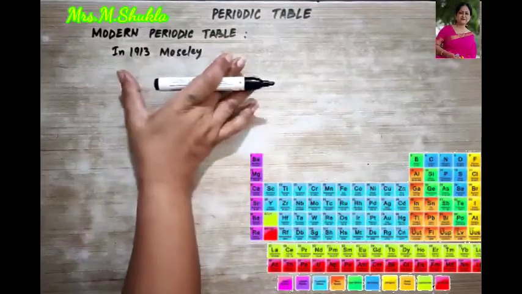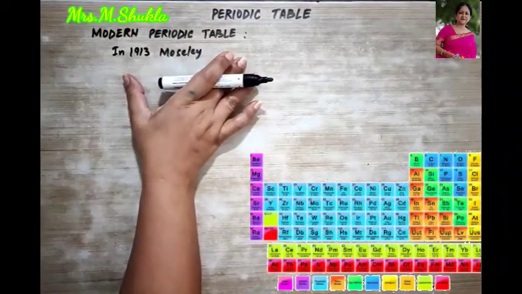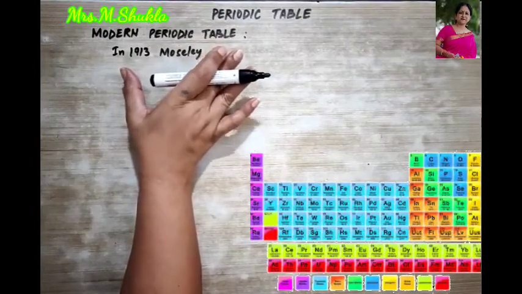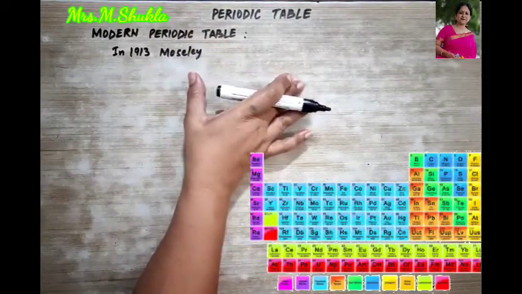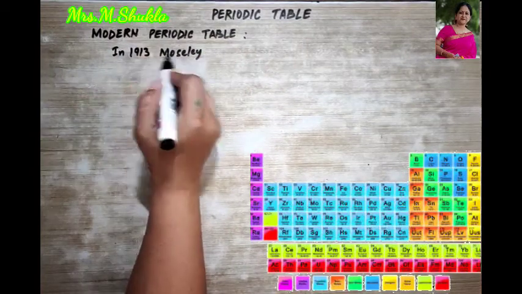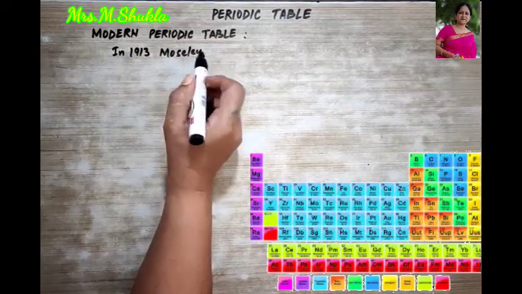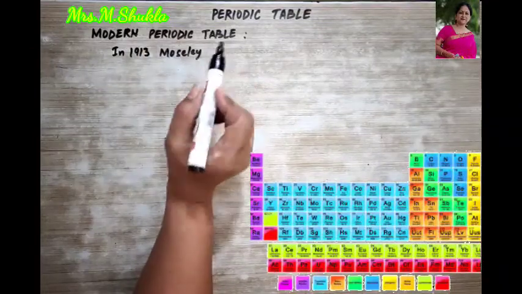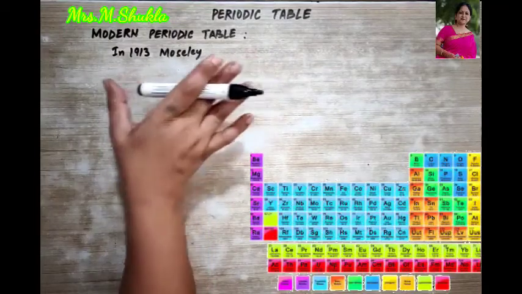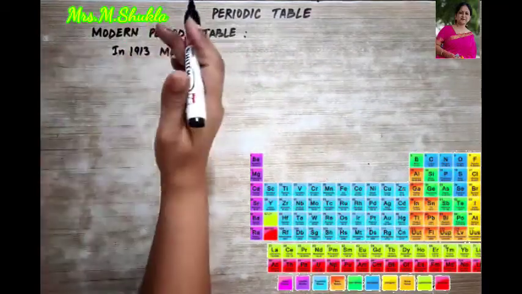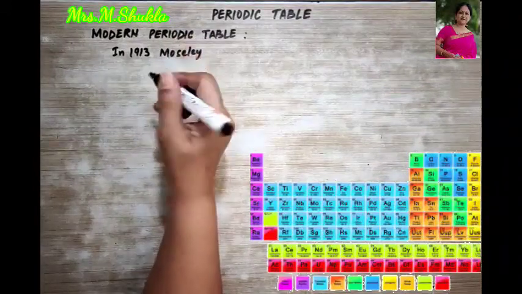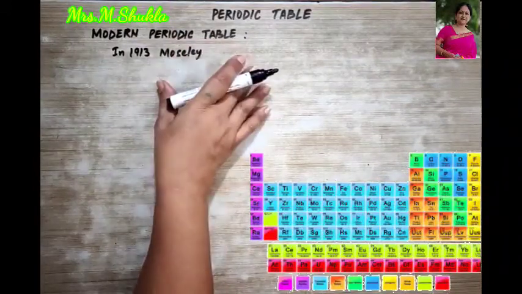So we had come to the modern periodic table, right? The modern periodic table is also called the long form of the periodic table. And who proposed this modern periodic table? In 1913, Moseley proposed it. He showed by X-ray analysis that atomic number was a more fundamental property of an element than atomic weight, and gave this modern periodic table.